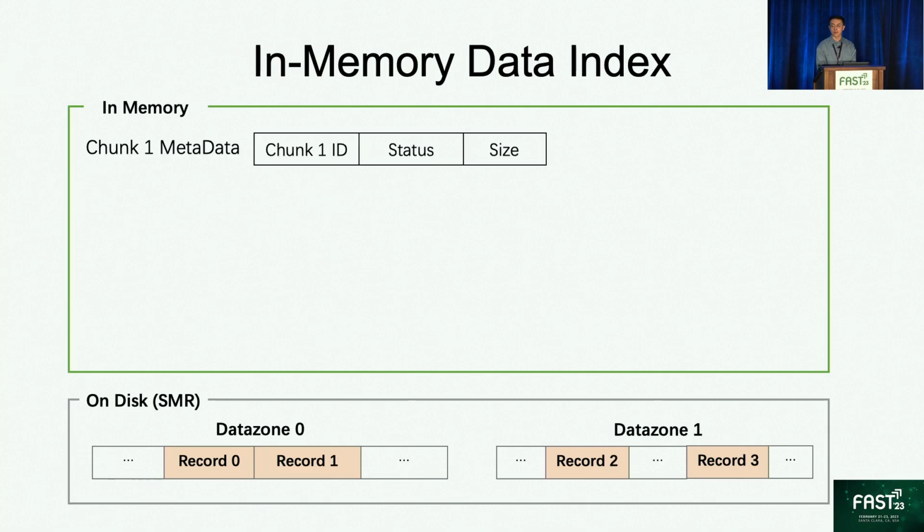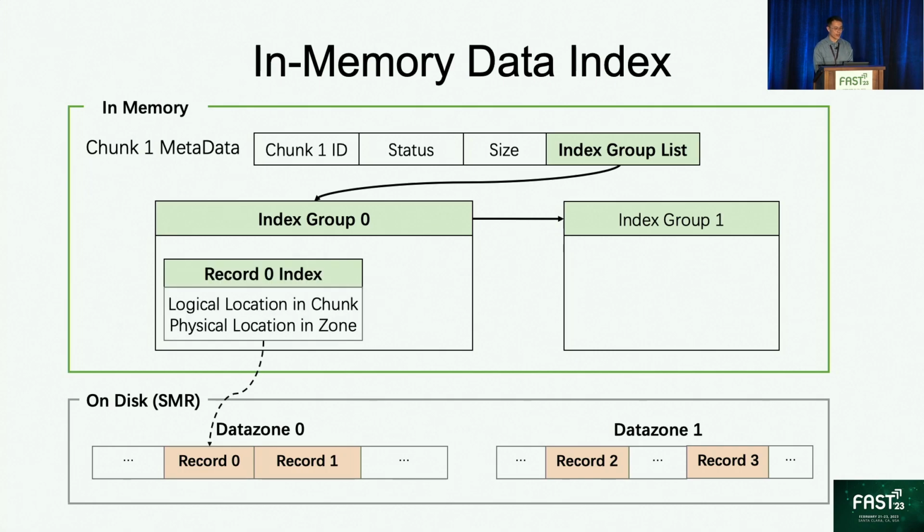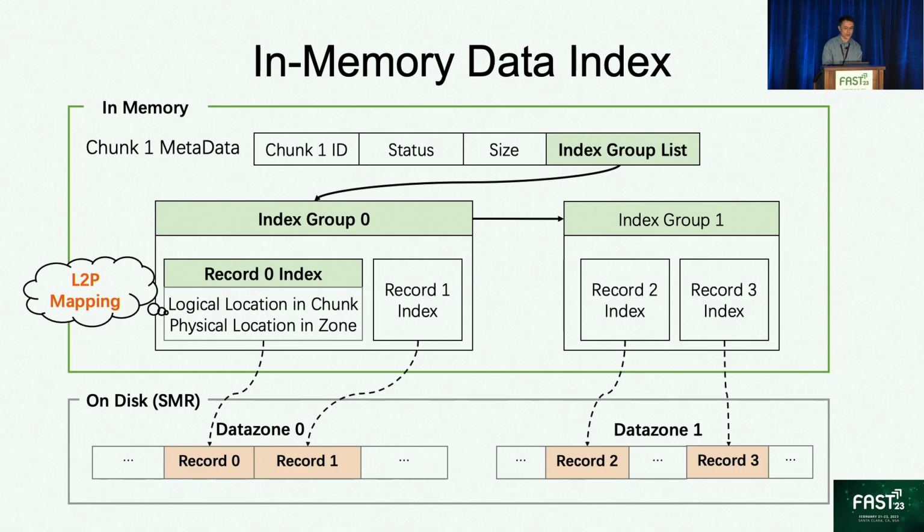In memory, there is metadata for the chunk. SMRSTORE has a new structure called the index group list. The list has a series of index groups. Each of them corresponds to only one data zone. The record index has the logical location in the chunk and the physical location in the data zone. That's exactly how we implement the logical to physical mapping. By maintaining all the record indexes in memory, we have all the locations of the chunk data.